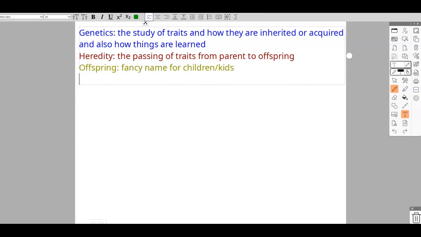Genetics, the study of traits and how they're inherited or acquired and the things that we learn. Heredity, the passing of traits from parent to offspring. We'll get to what traits are in just a moment. And then offspring is just the fancy name for children or kids.